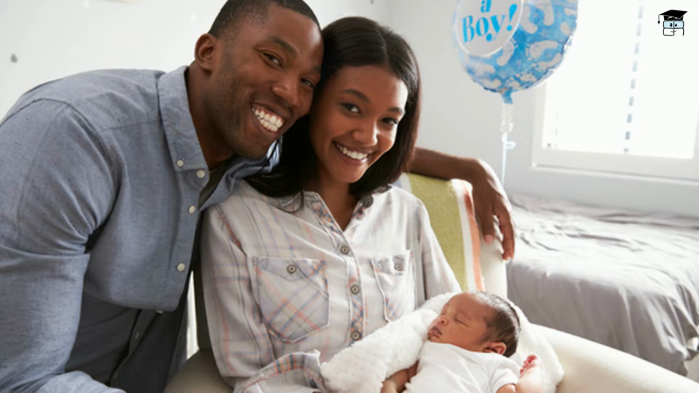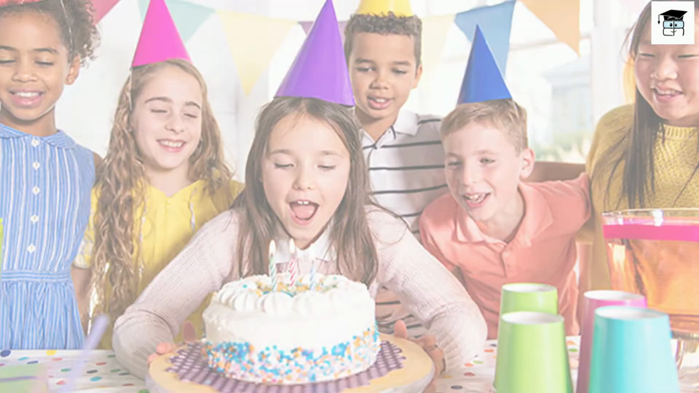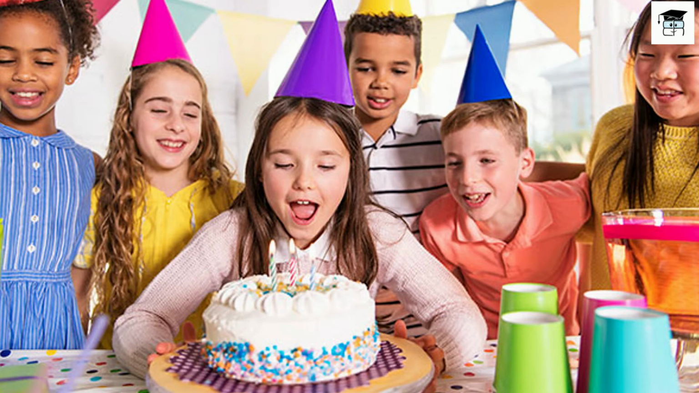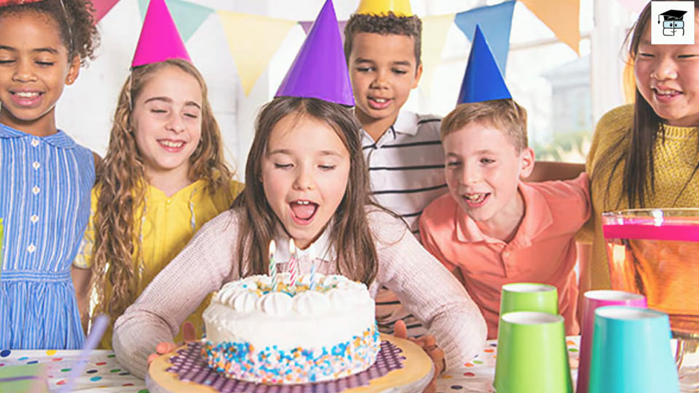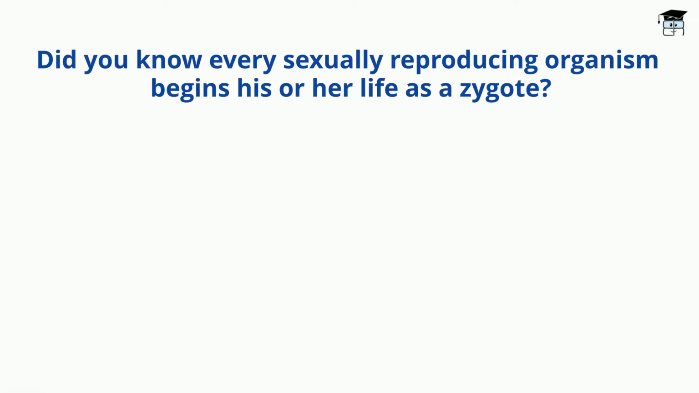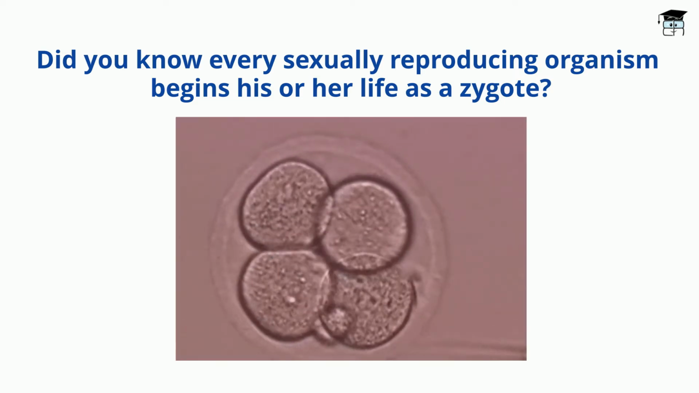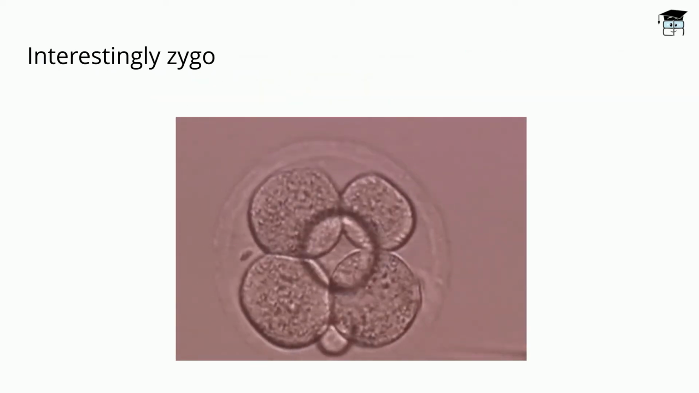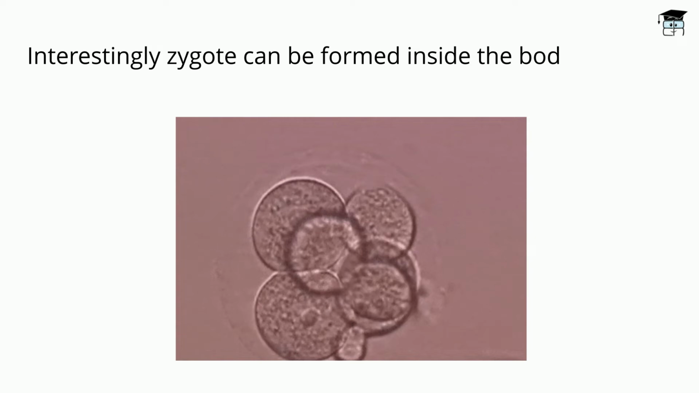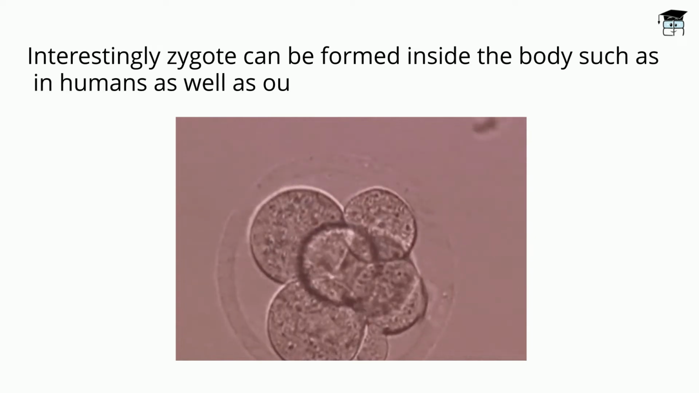The birth of an offspring is considered one of the joyous events in our families, which even has the benefit of celebrating birthdays every year with our friends and close ones, isn't it? This process of birth, however, undergoes various events till the offspring is born. Did you know every sexually reproducing organism begins his or her life as a zygote? Interestingly, a zygote can be formed inside the body, such as in humans, as well as outside of the body, such as in water.